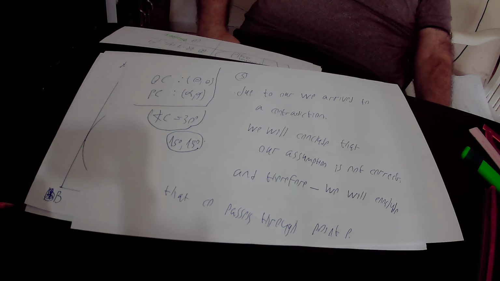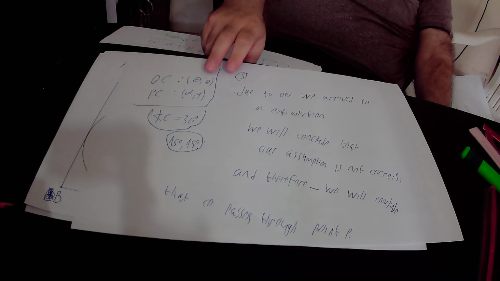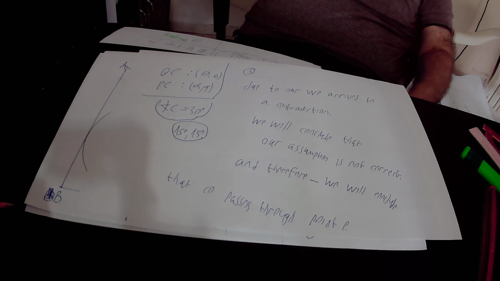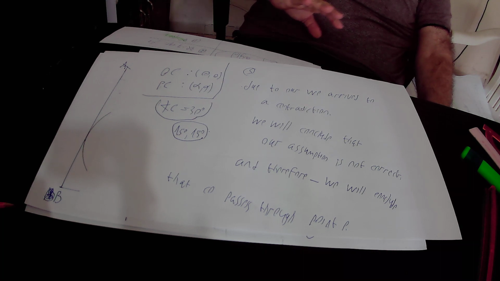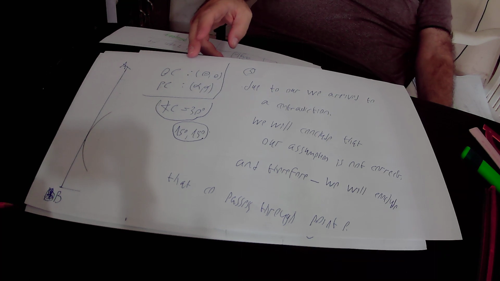Why? Because if angle C is equal to 30 degrees, then any angle bisector of angle C will bisect it into only 15 degrees and 15 degrees, and not into any two other halves. But here we found out that it bisects angle C into two different halves. That is impossible.